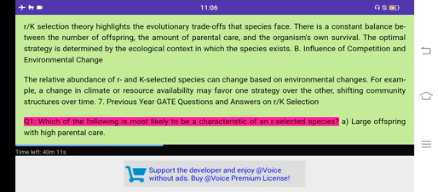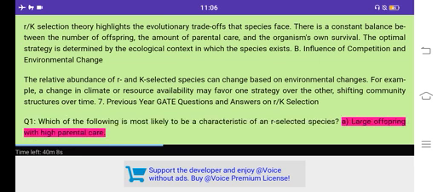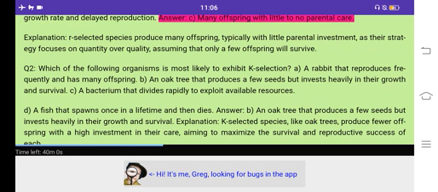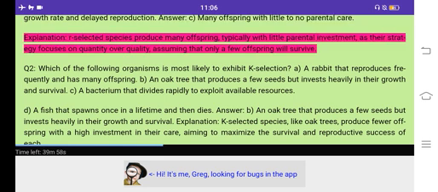7. Previous year questions and answers on R-K selection. Q1. Which of the following is most likely to be a characteristic of an R-selected species? A. Large offspring with high parental care. B. Few offspring with prolonged parental investment. C. Many offspring with little to no parental care. D. Slow growth rate and delayed reproduction. Answer. C. Many offspring with little to no parental care.